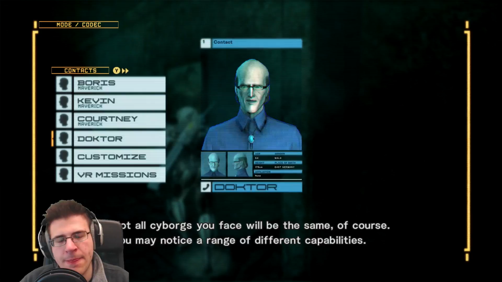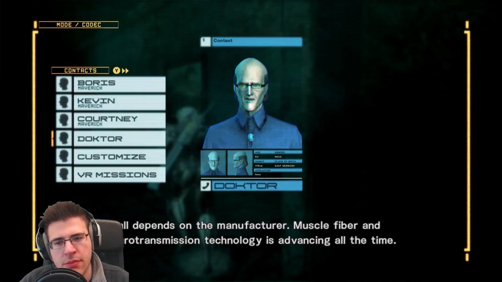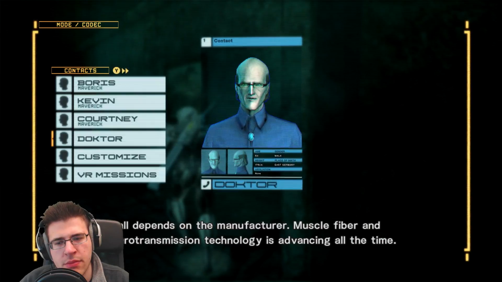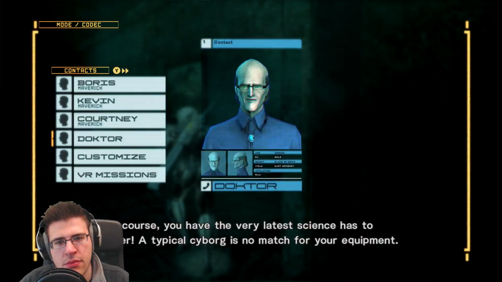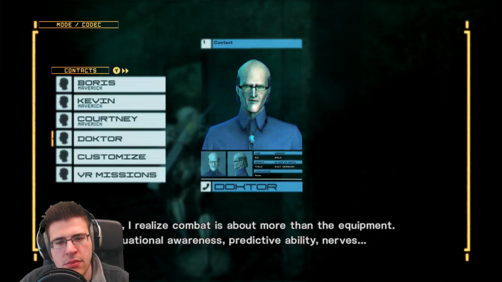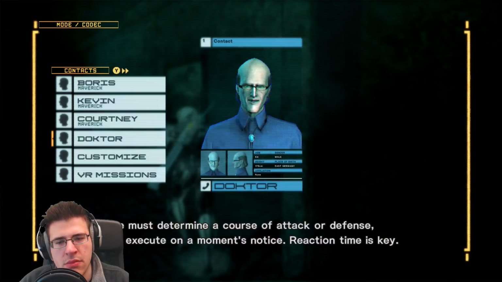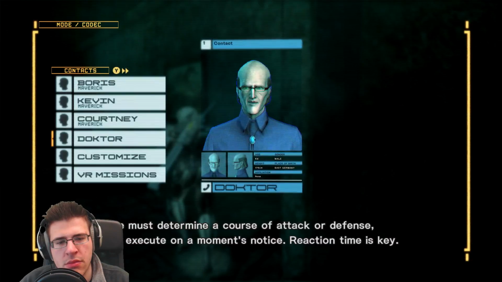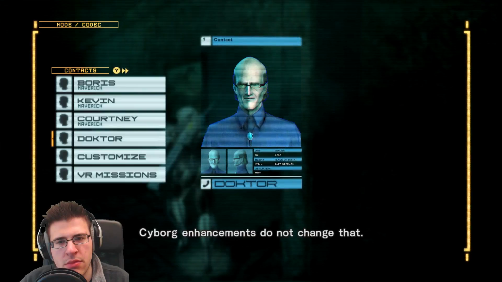Not all cyborgs you face will be the same, of course. You may notice a range of different capabilities. It all depends on the manufacturer. Muscle fiber and neurotransmission technology is advancing all the time. Of course, you have the very latest science has to offer. A typical cyborg is no match for your equipment. If you do say so yourself. No, I realize combat is about more than the equipment. Situational awareness, predictive ability, nerves. One must determine a course of attack or defense and execute on a moment's notice. Reaction time is key. Cyborg enhancements do not change that. Agreed.